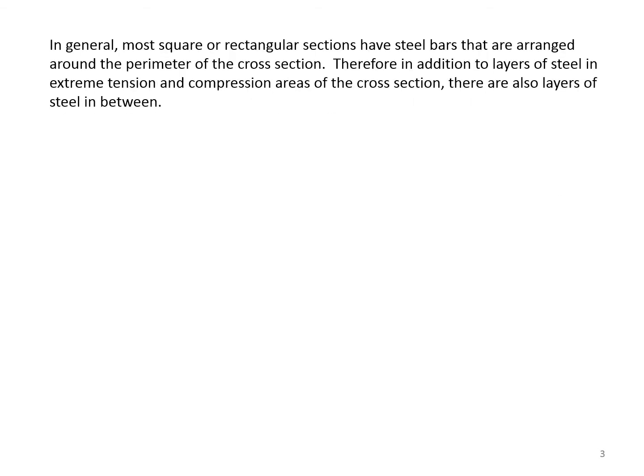In general, most square or rectangular sections have steel bars that are arranged around the perimeter of the cross-section. Therefore, in addition to layers of steel in extreme tension and compression areas of the cross-section, there are also layers of steel in between.